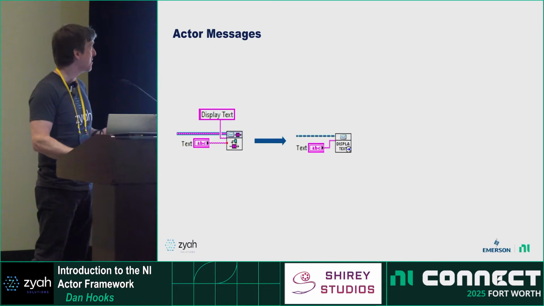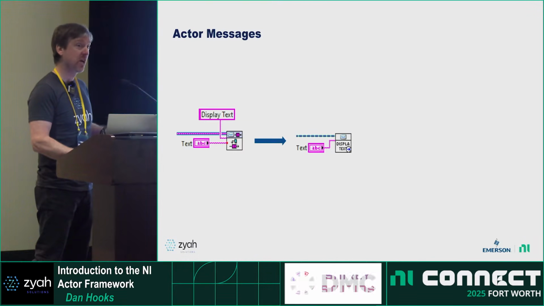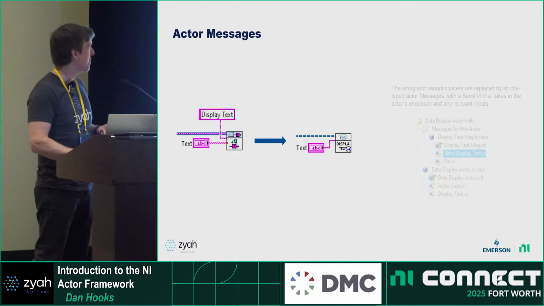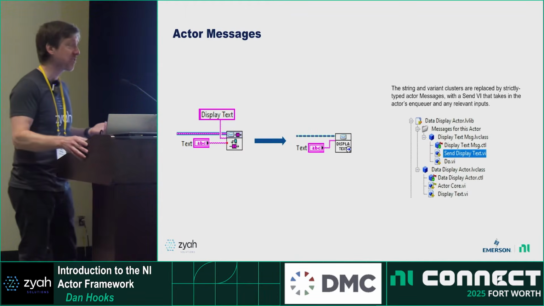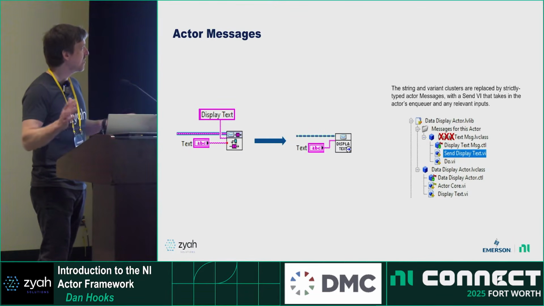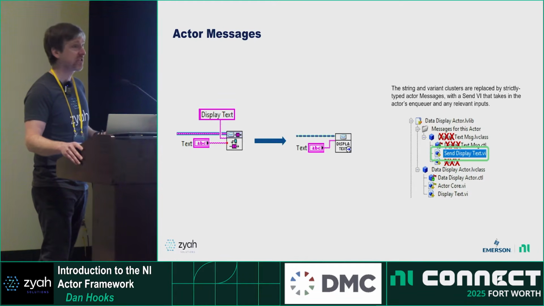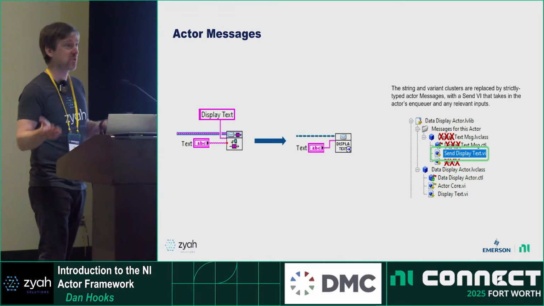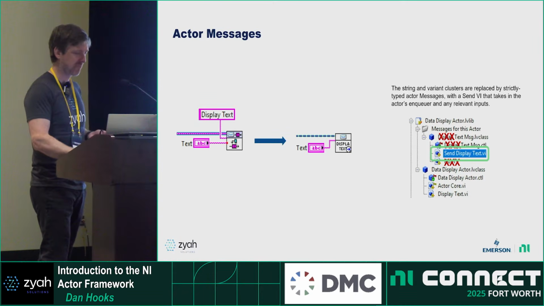Also, by having them set up this way, it's a lot easier to find the file on disk. So if you want to ask, which other parts of my code send me the display text message, you can search for that VI and find everywhere it's being used quite easily. And when you use the scripting tools in LabVIEW to make the actor message, you end up with a message class and some other files on disk. The one that's important is the send VI. Right there, highlighted, is send display text. It's included with some other files to make the framework work, but you don't really have to look at those at all. What really matters is that for each thing your actor does, there's a message you can send it, and that's a single VI.